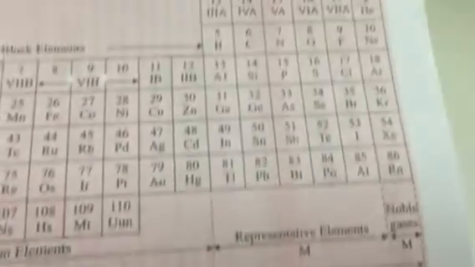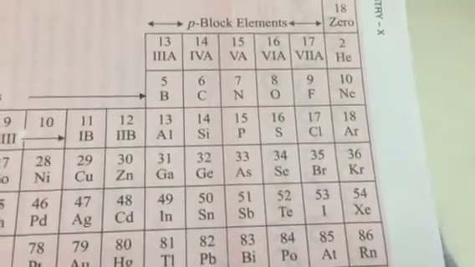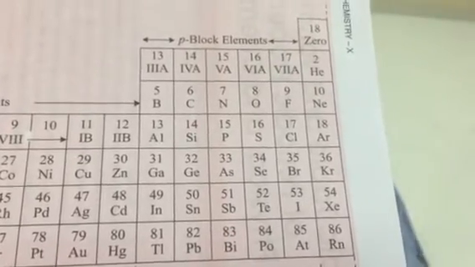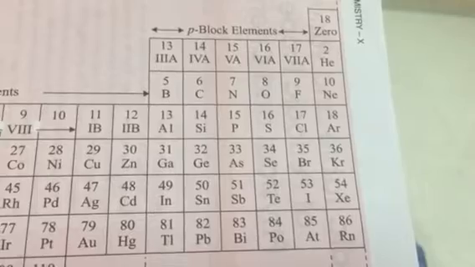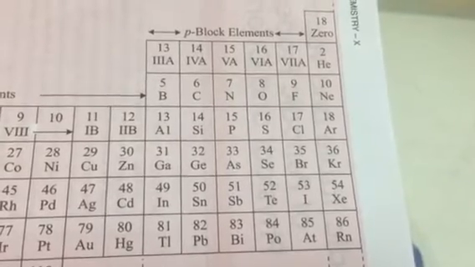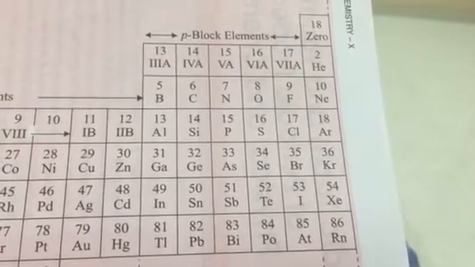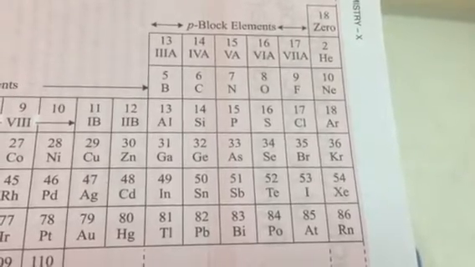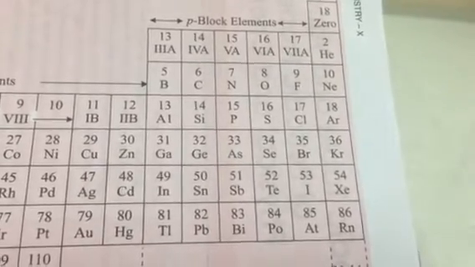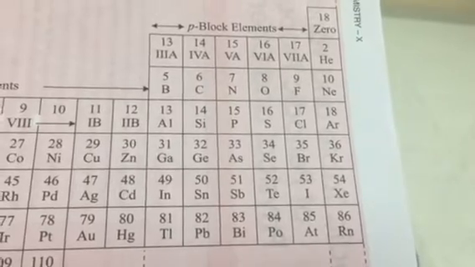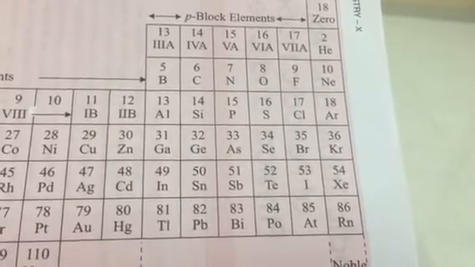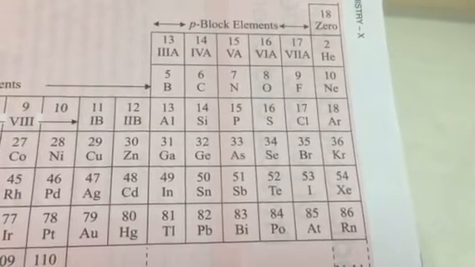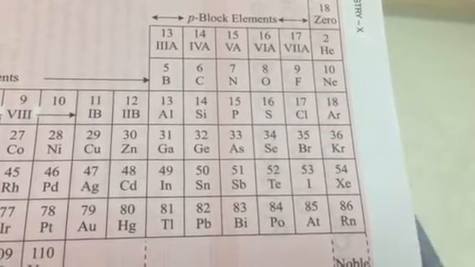Next is group 13 to group 18. Group 13 to group 18 are basically p block elements. These p block elements start from group 13, which has boron, aluminium, gallium, indium, thallium. Group 14, carbon, silicon, germanium, tin, lead. Group 15, nitrogen, phosphorus, arsenic, antimony, bismuth.